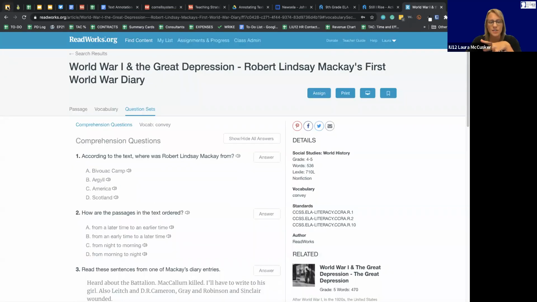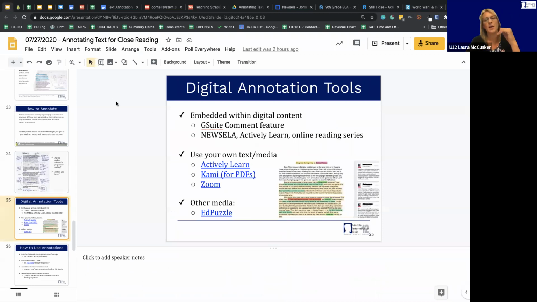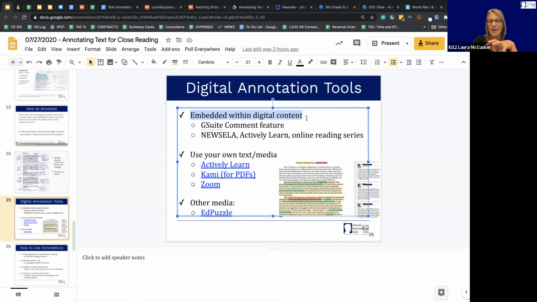So back to where we started, digital annotation might be an option that's embedded right within the digital content that you're already using with your students. So perhaps one option is maybe I'm just underutilizing what's already available in the texts that I'm having students read.